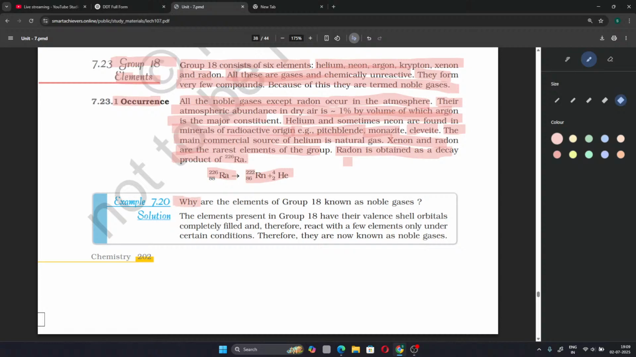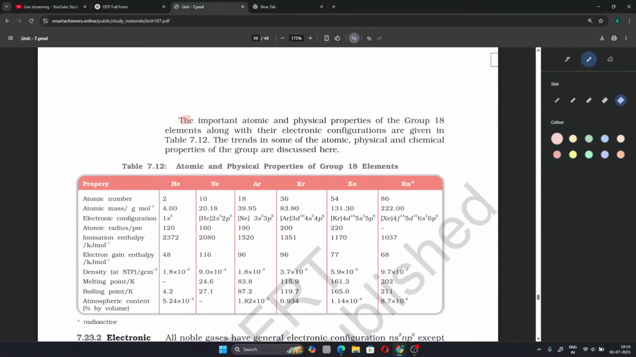Example: why are the elements of group 18 known as noble gases? Because they have a full electronic configuration and they do not react. They are called noble or inert gases. The elements present in group 18 have their valence shell orbitals completely filled, and therefore they react with very few elements only in certain conditions. Therefore they are known as noble gases. The important atomic and physical properties of group 18 elements along with their electronic configuration are given in table 7.2. The trends in their atomic, physical, and chemical properties are discussed here.